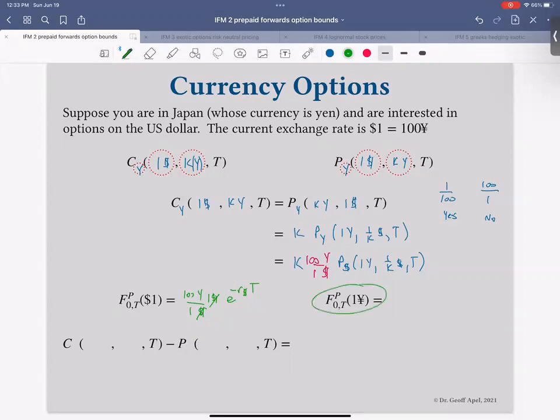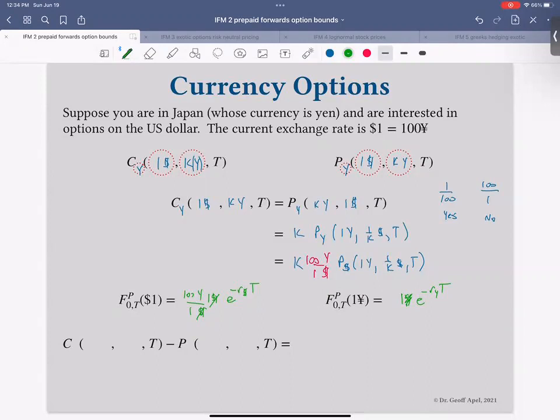But if I had the prepaid forward of 1 yen, it's already in my money. So I'm just going to discount it by its rate: 1 yen, e to the negative r yen times time. There I don't need to convert anymore. So this is not really needed anymore, but that's fine, I'll just put it there. But just realize, as we put these, it's more for us to keep track of it versus trying to memorize a formula and stuff.